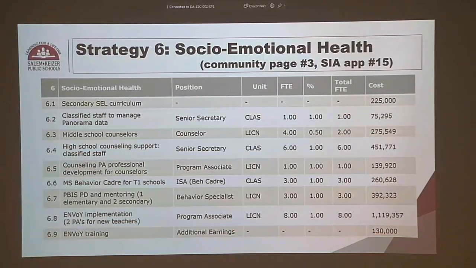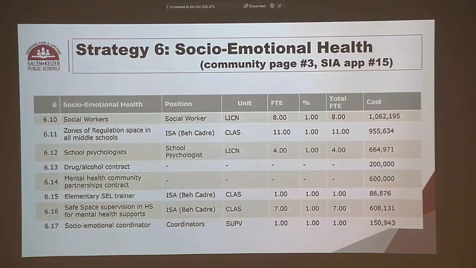But 2 of those Envoy coaches would be targeting specifically teachers in year 1 and year 2. So our youngest teachers, our newest teachers coming into classrooms, to give them that leg up on getting classroom management strategies set and established in their classrooms their first 2 years. And finally, you'll see dollars set aside there just to cover the costs of some of the Envoy training. Moving on, you'll see social workers. That's an additional 8 FTE of new social workers we want to add. 11 FTE classified staff, similar to a behavior cadre member who would be in our middle schools, supervising and running our zones of regulation spaces.